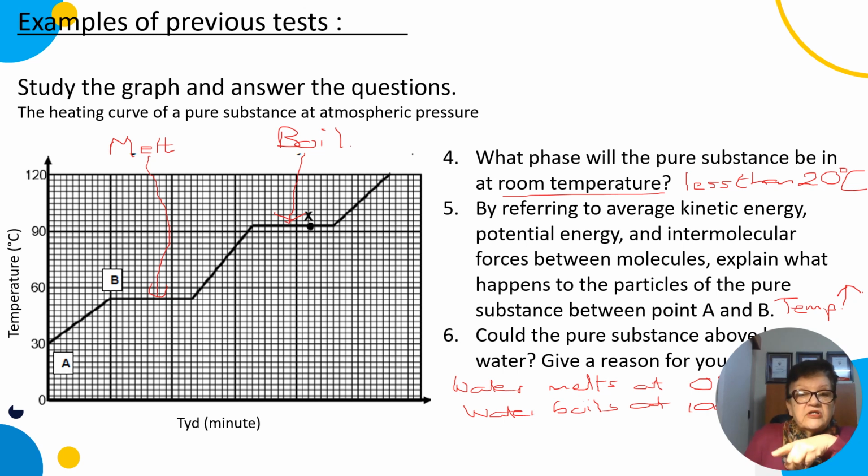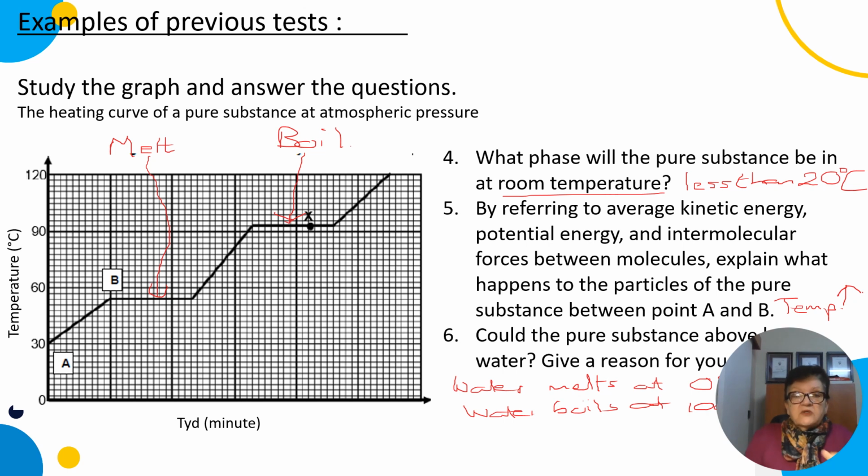Right, here it changes between A and B, not changes from phase, it increases its temperature and then it melts. Okay, and it melts at about 58 degrees. Right, and then in question 6, the question asks, could the pure substance above be water?